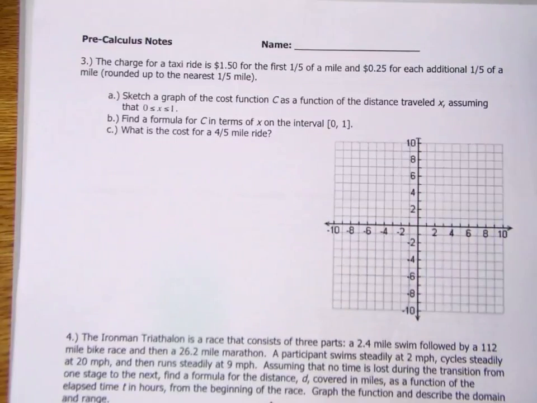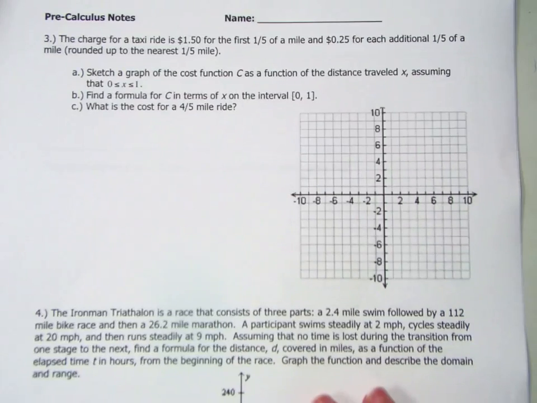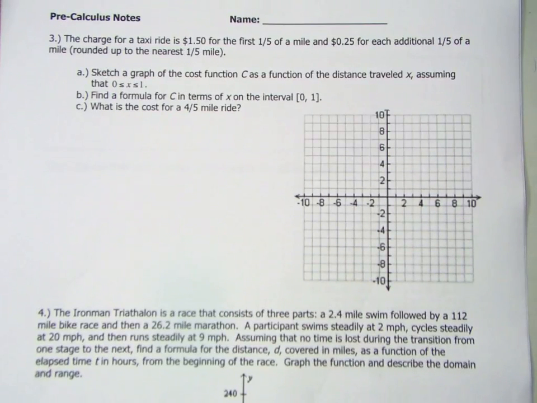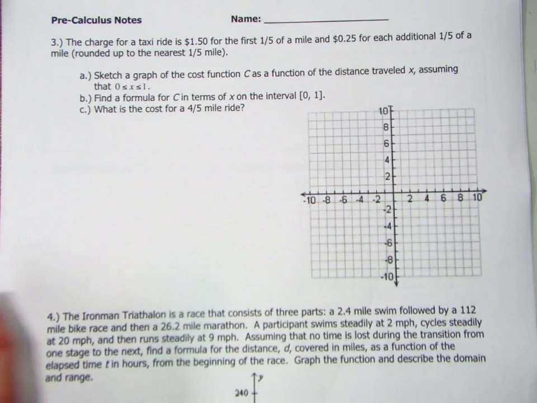That was piecewise functions algebra 2 style. Let's go piecewise functions pre-cal style. So now we're putting these functions into some sort of context. The charge for a taxi ride is $1.50 for the first fifth of a mile, 25 cents for each additional fifth of a mile. And we're rounding everything up to the next fifth of a mile.